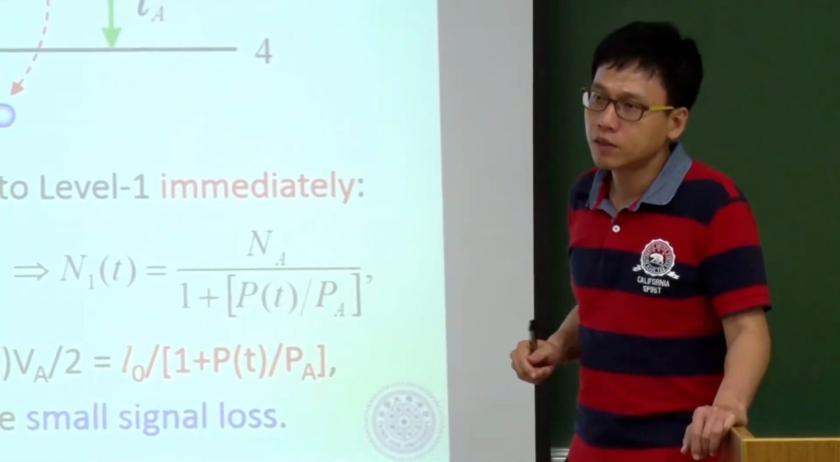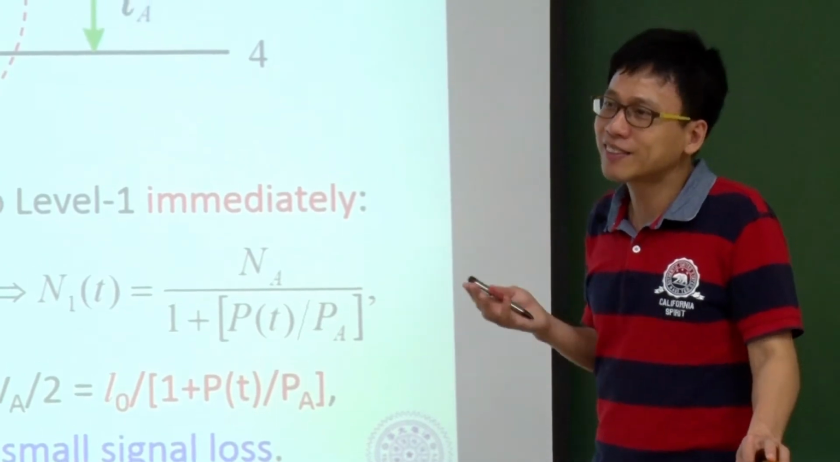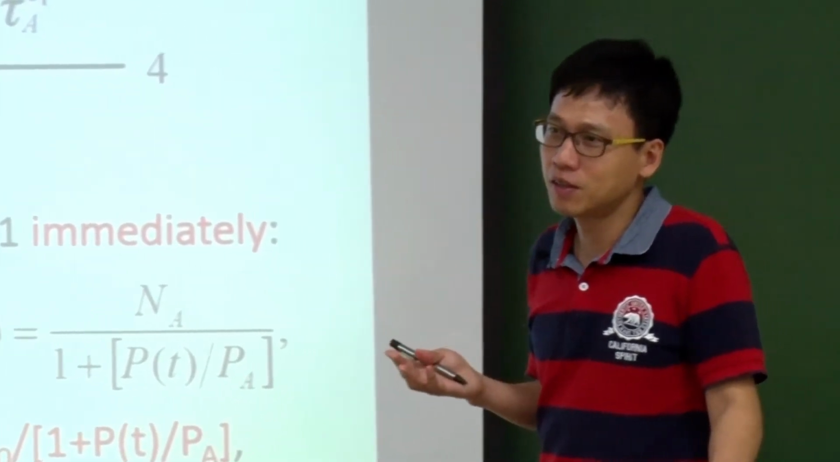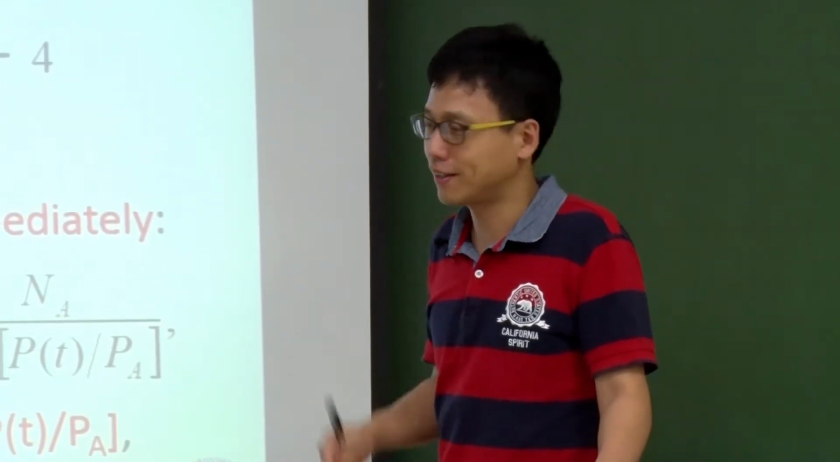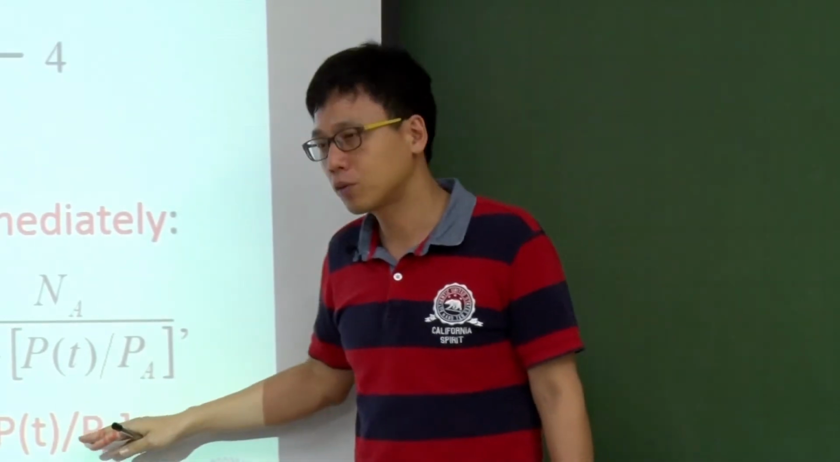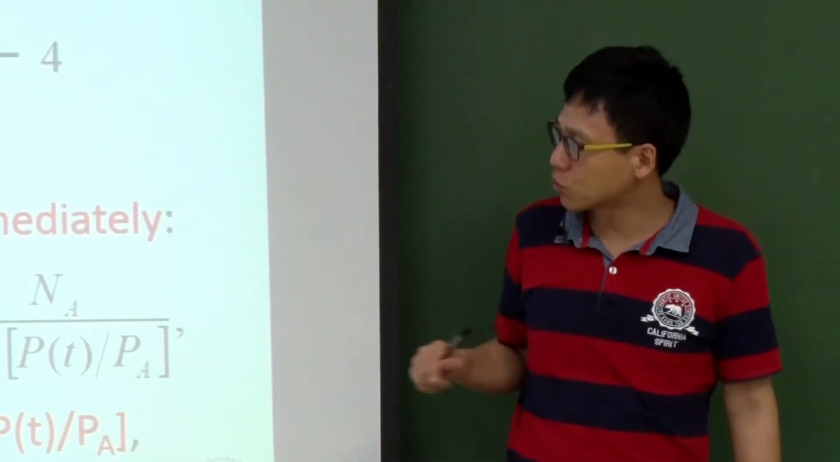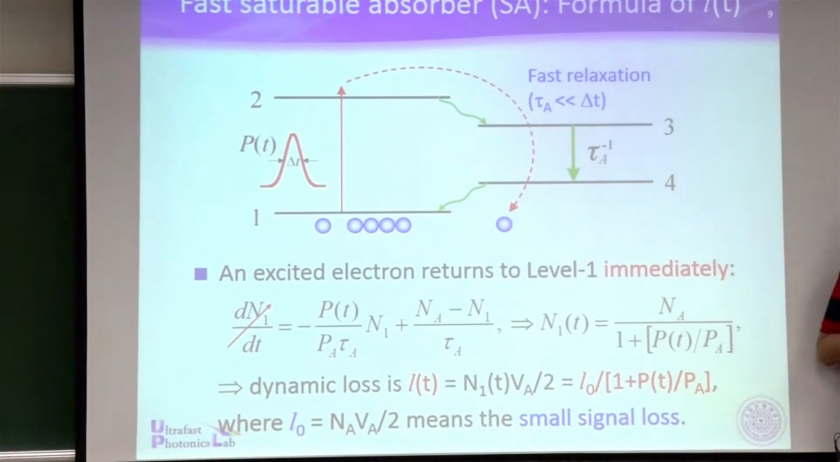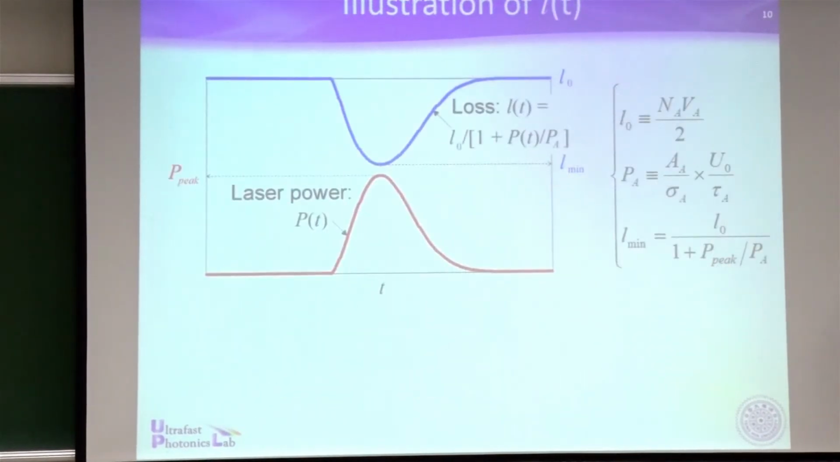The loss when there is no light. The loss is the biggest because of no saturation. So this is what we have: the solution to the differential equation under the condition of a fast spectrum absorber. But I believe a formula like this is less impressive, so let's take a look at the illustration.